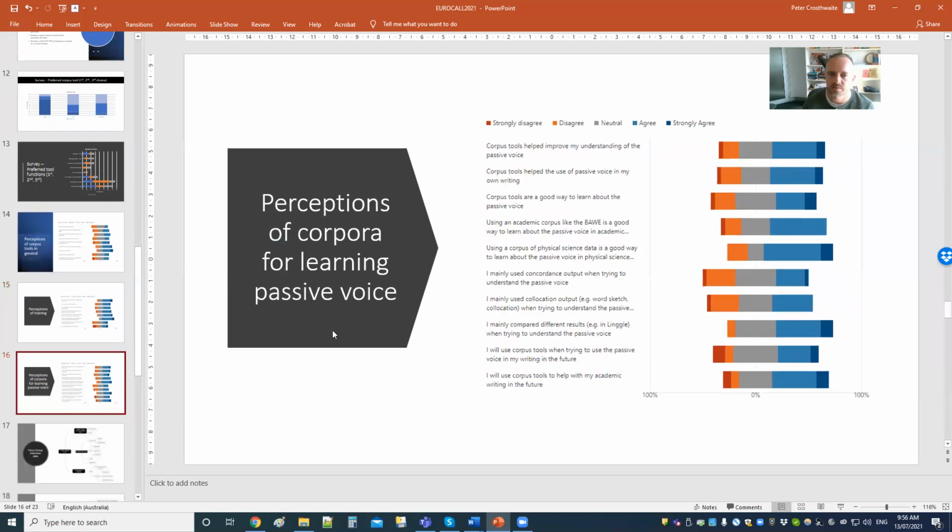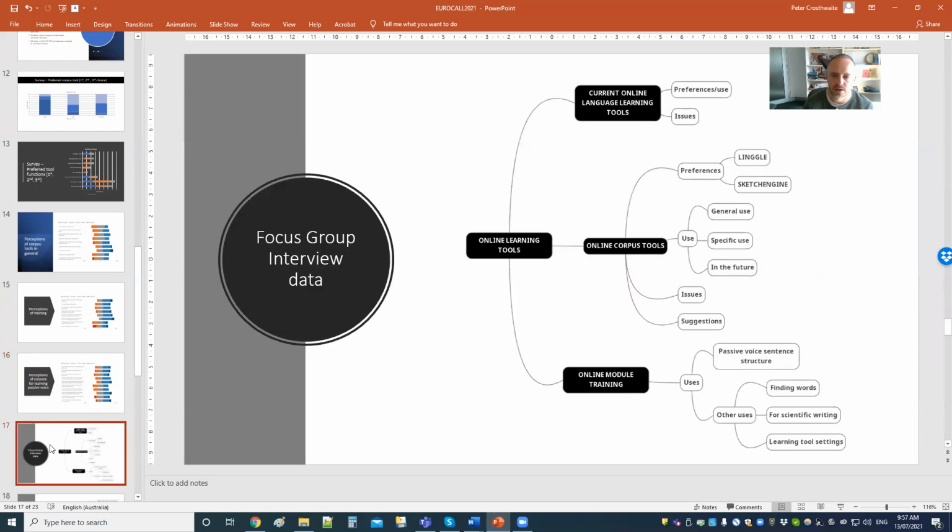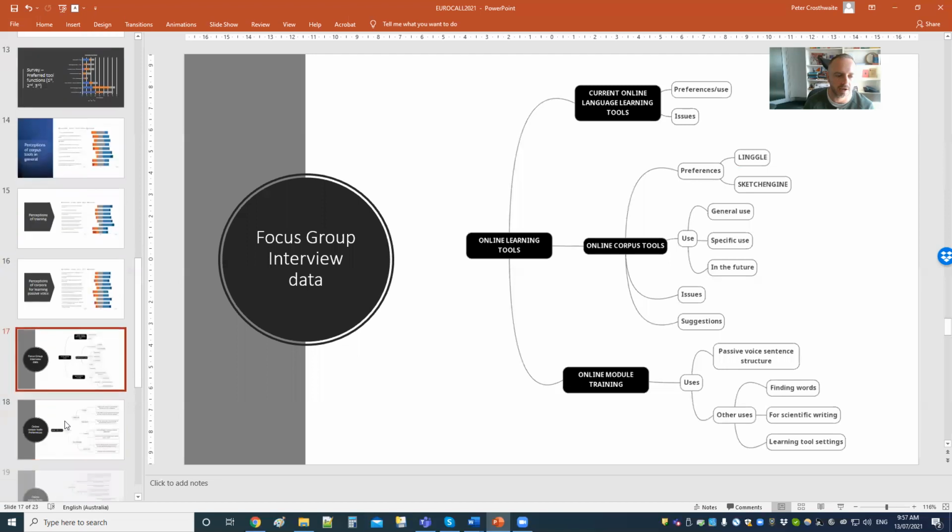Now, in terms of the perceptions of corpora for learning the passive voice, overall students were quite positive about this, which is very encouraging. Now, in terms of the focus group interview data, students discussed three main topics. These were their current online language learning tools, their use of online corpus tools, and online module training.